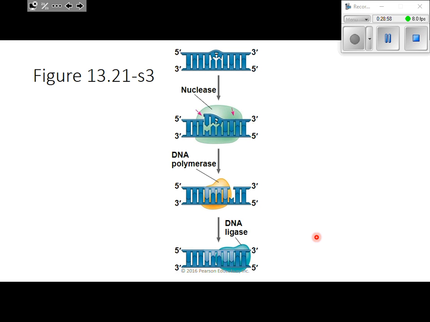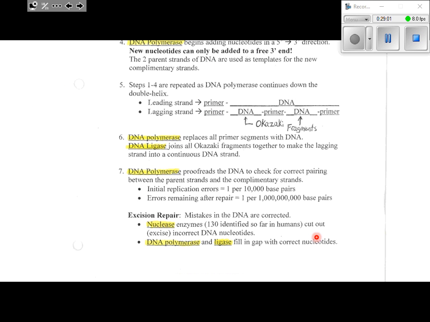Now, how perfect is this editing process? Well, it's pretty good. Before the repair, there's about one mistake for every 10,000 base pairs. After the repair, there's usually only about one mistake out of every billion base pairs. So most of the mistakes are fixed. And the ones that don't get fixed usually are not a problem because you've got 3 billion letters in your DNA code. Most of those letters are not part of an actual gene. They're not part of the coding part of a gene.